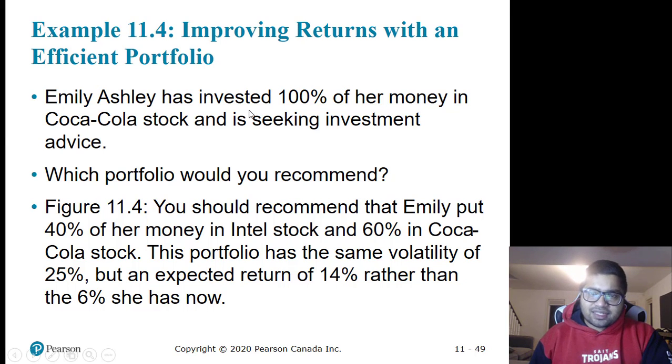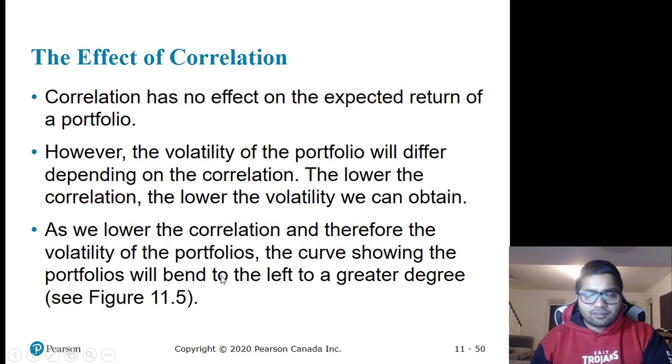So Emily Ashley has invested 100% of her money in Coke stock and is seeking investment advice. Which portfolio would you recommend? You should recommend that Emily put 40% of her money in Intel stock and 60% in Coke. The portfolio has the same volatility of 25%, but the expected return is 14% rather than 6%.